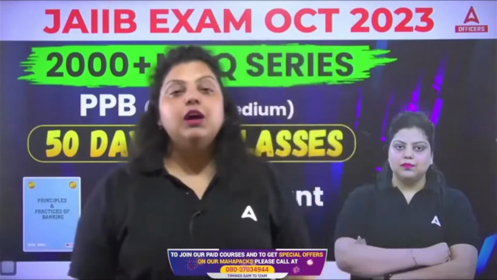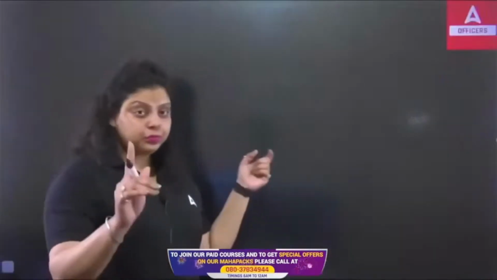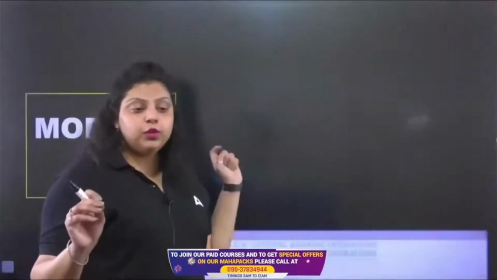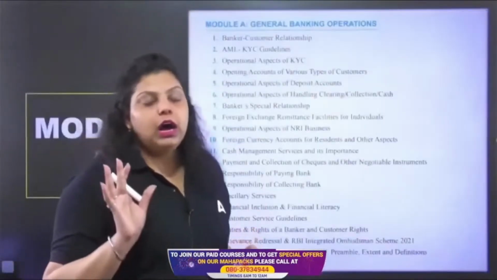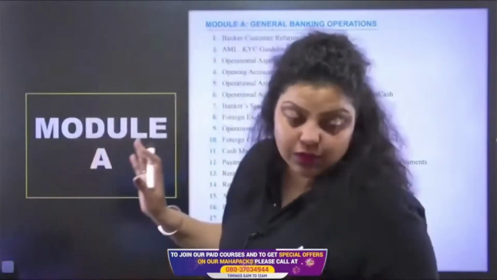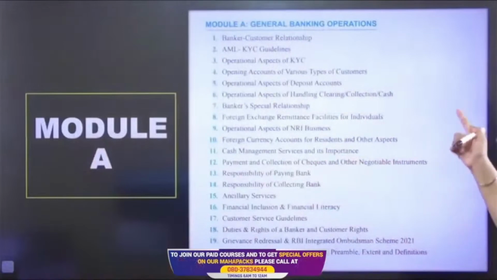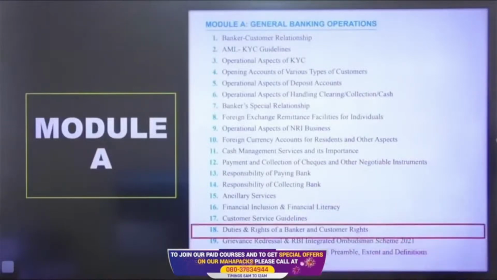So as we know, there are 55 units in your PPB syllabus. There are 4 modules. Every subject of your JAIIB has 4 modules, in which PPB also has the 4 modules. In the PPB, there are total 55 units. Out of 55 units, 21 units are in module A. And today we are going to discuss the 18th unit, that's the duties and rights of a banker and a customer.